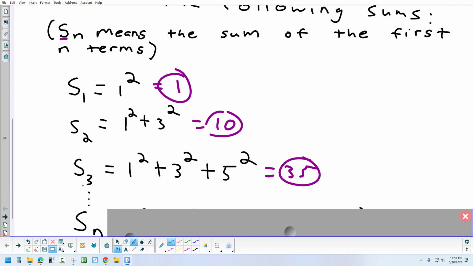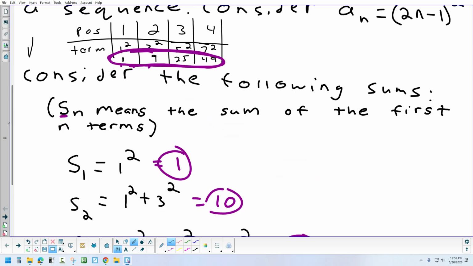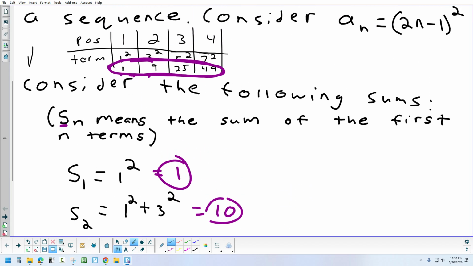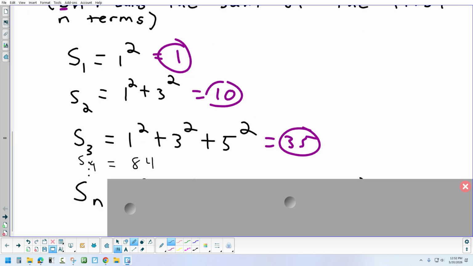I didn't have S sub 4, but we can just put that one in right there. What do you get if you add up the first 4 terms in that sequence? So 35 plus 49. 84. Yep. Any question how we got these numbers I circled in purple? 1, 10, 35, 84.